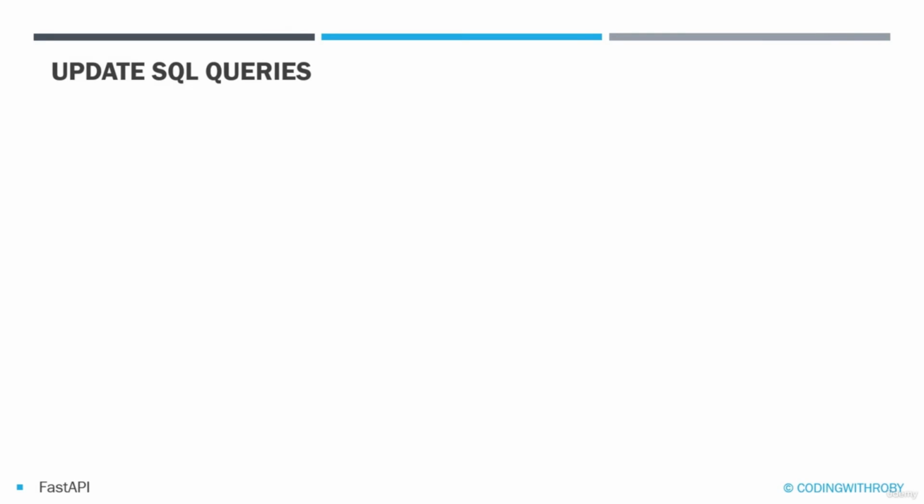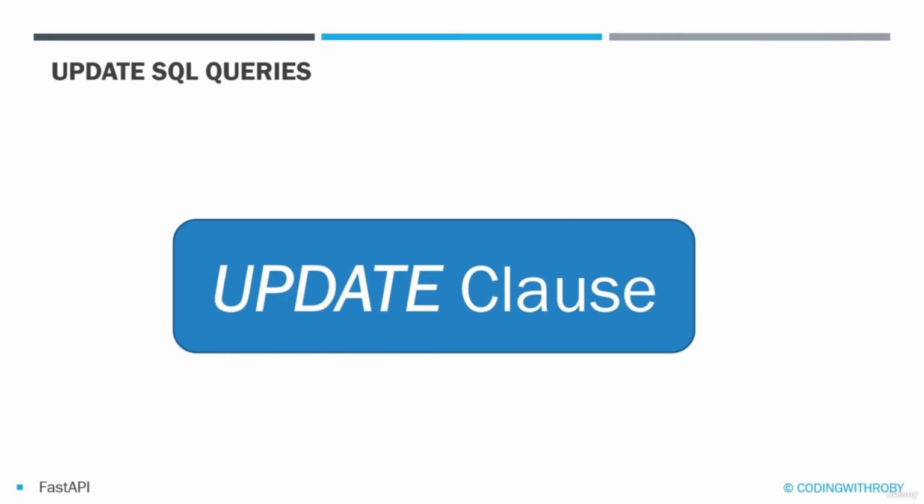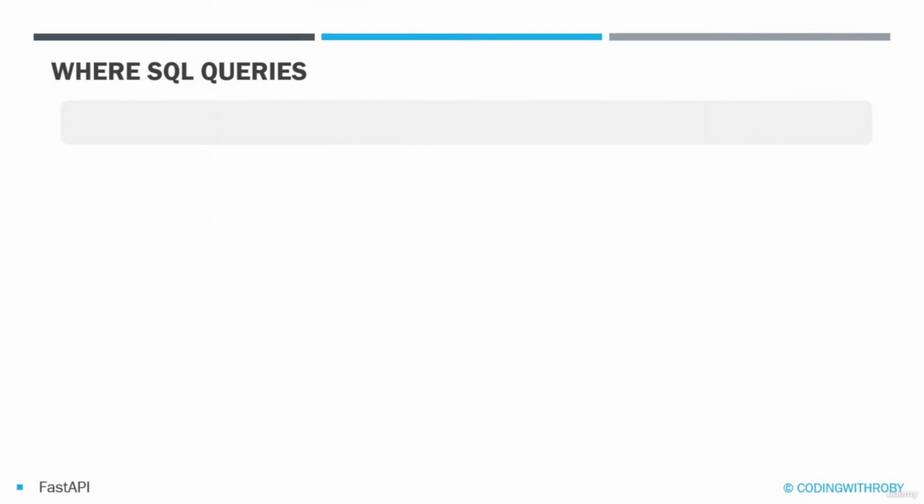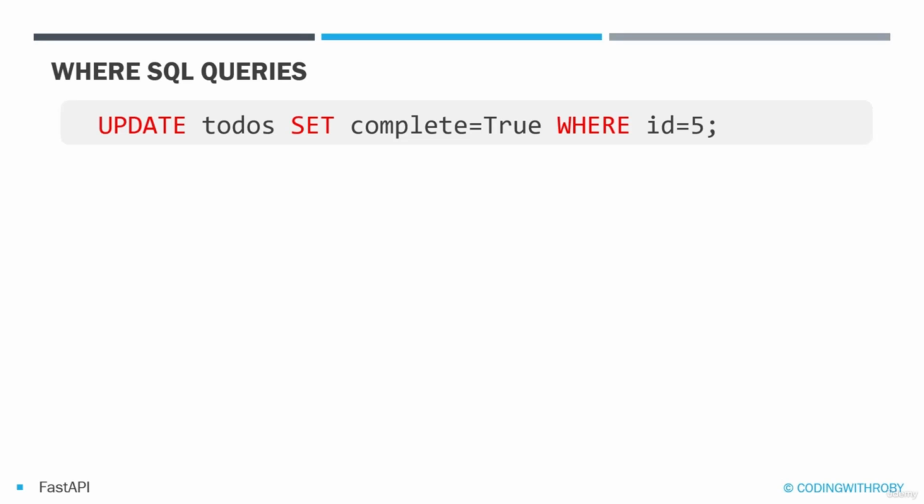Let's now move into the update clause. The update clause is used when we want to update a record in the database. Now to update a record, we will have to use a few different attributes. We will have to say update to-dos set complete equal to true where ID is equal to 5.